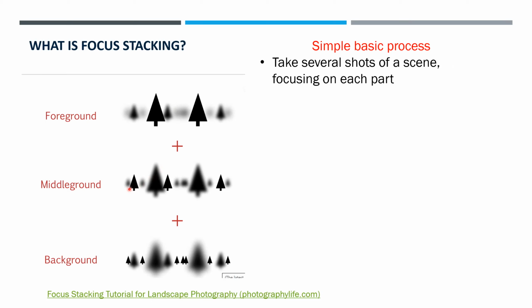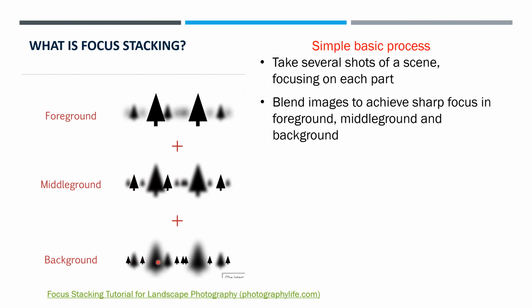Then you manually focus. Again, we'll talk about the criteria for getting these focus stacking images, but the middle ground is sharp over here, while the foreground is blurred and the background is blurred. In the background, you're focusing on the trees all the way in the back, but everything else is blurred. So if you take all three pictures, focus stack them, and blend the images in a software program, you will achieve an image that is sharp from foreground, middle ground, and background, to get this type of image.